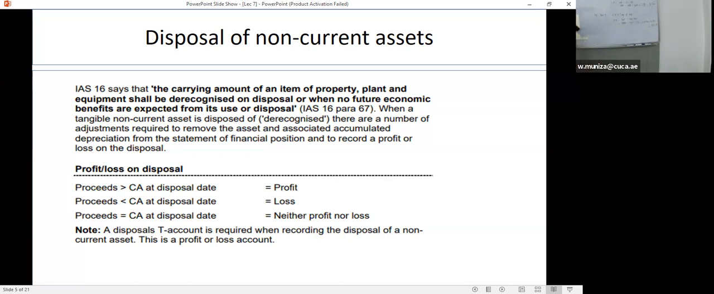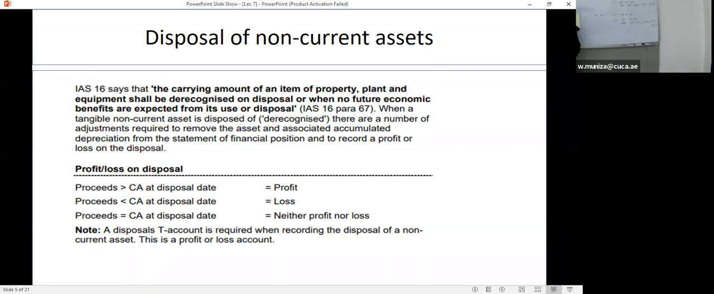If we are selling a non-current asset and the sale proceeds we are taking are more than the carrying value of the asset at the disposal date, it means that it's a profit. Whenever the sales proceeds are lesser than the carrying amount of an asset at the disposal date, it's a loss on disposal. Whenever the sale proceeds are equal to the carrying amount of an asset at its disposal date, there is no profit, no loss.